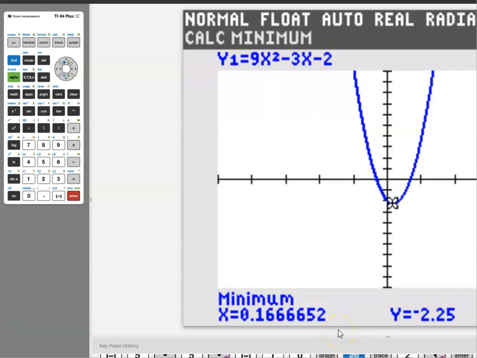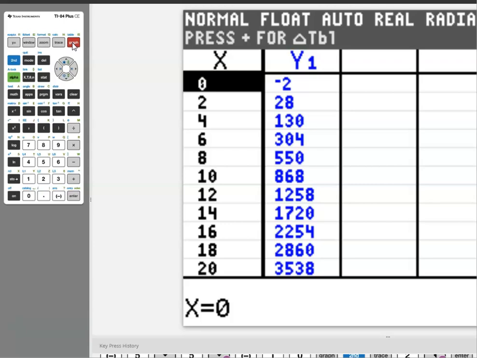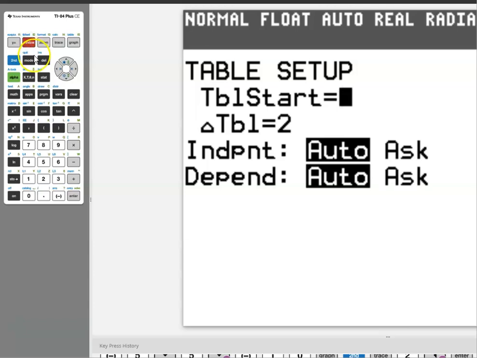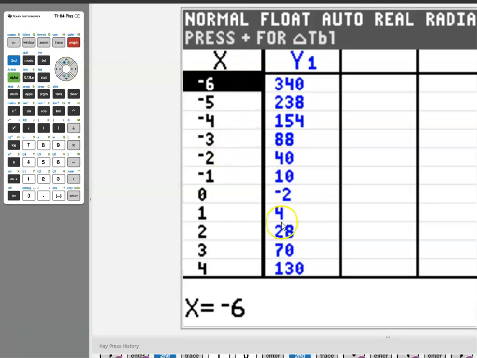Next, it says use the calculator table, identify 3 points. Again, second table. Here it is going by 2s. If I want to change that, I go to second table set. Let's go by 1s this time. And I'm going to start at -6 and say enter. Got that. I want to go to second graph, which gives me table, and here I have my new changed table.